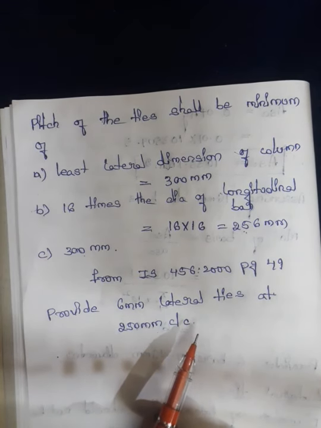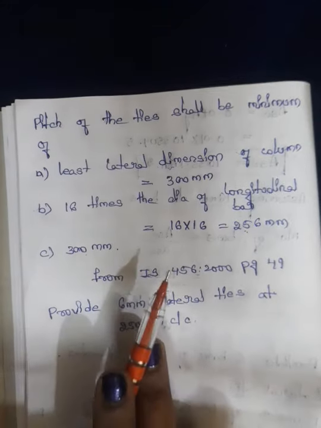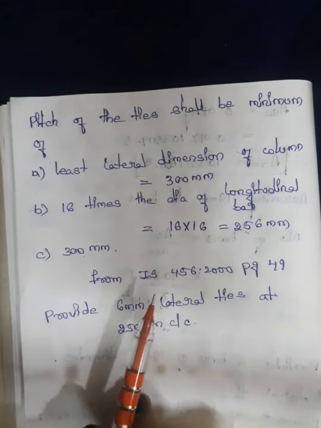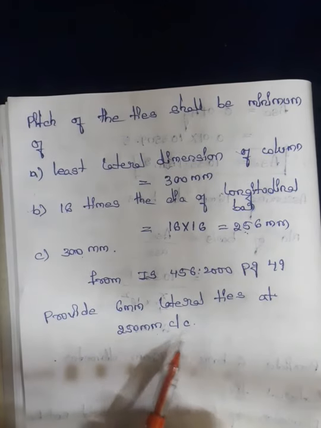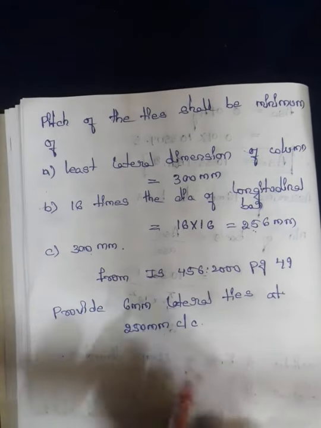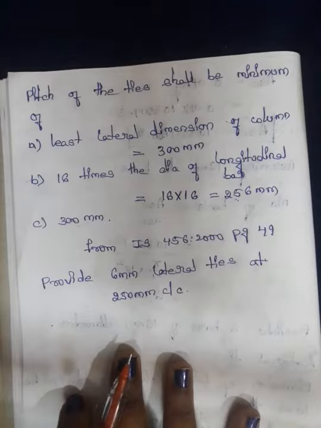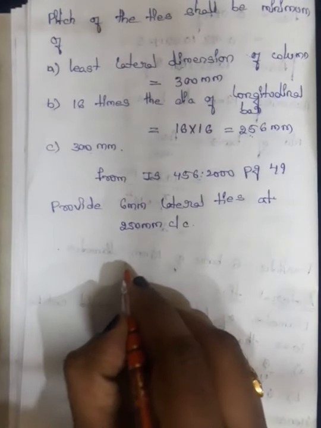So we have calculated the main reinforcement. We have got 16 mm diameter with 6 number of bars, and we have calculated the lateral ties, 6 mm lateral ties with 250 mm center to center. So we are done with the problem. We'll draw the diagram.